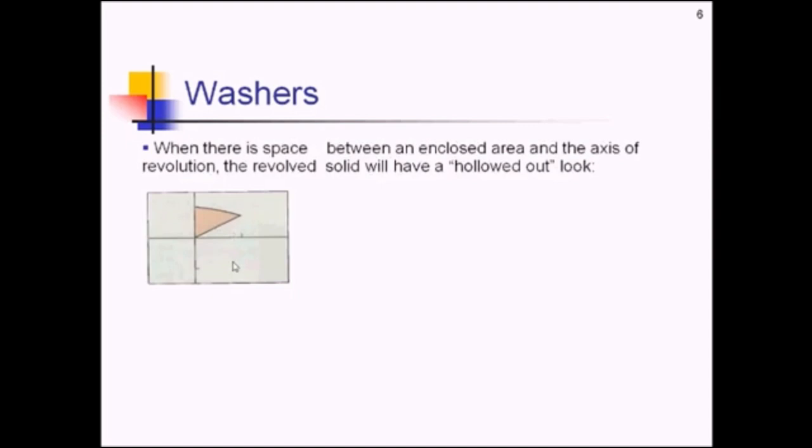For our next couple examples, we're going to take a look at a different kind of situation, and that is when we have a situation like this, where, for example, we want to rotate this area around the x-axis. This is a little different than before because now we have a space right here in between our function and the axis of revolution. When there is a space between your area and your axis, like in here, you're going to get a different look when you rotate this thing. If we rotate this, here's what the solid would end up looking like.